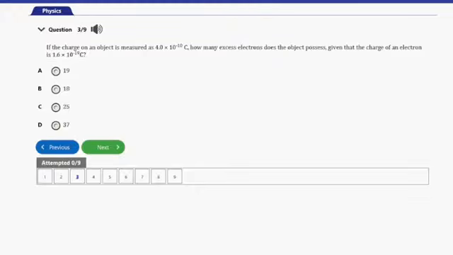In order to measure the excess electrons here, we have that the excess electron will be the charge on the object, that's 4.0 times 10 to the power of negative 10, over the charge of an electron, which is 1.6 times 10 to the power of negative 19. So guys, when you divide this out, you have 2.5 times 10 to the power of 1, and that's 25 here, option C. So let's go ahead and consider the next question, guys.